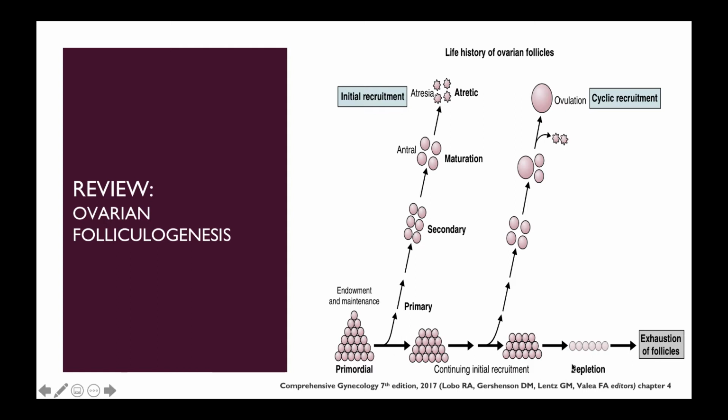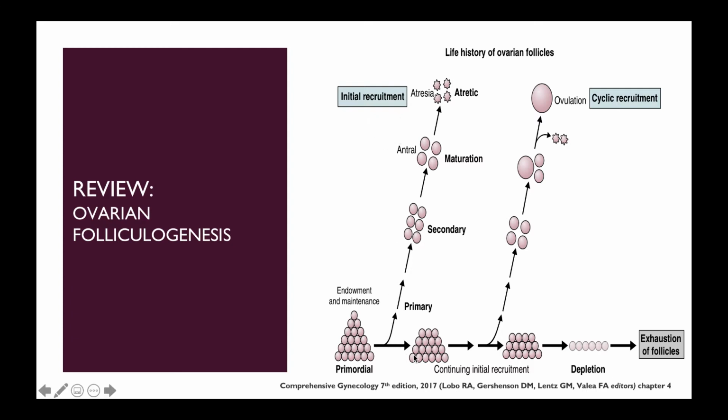This is a very nice picture depicting the life history of ovarian follicles. As you can see, there are different stages through which these ovarian follicles go: endowment and maintenance, recruitment, maturation, and atresia. At the start of the life history, we have a fixed number of primordial follicles that are endowed during early life, and most of these are maintained in the resting state. Growth of some of these dormant follicles is initiated before and throughout reproductive life, and this is what we call initial recruitment.